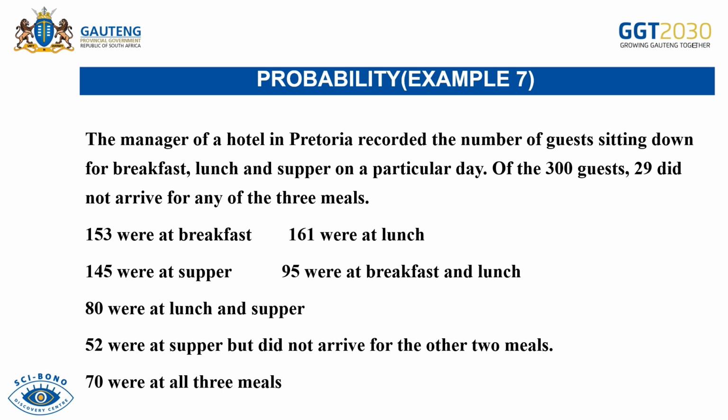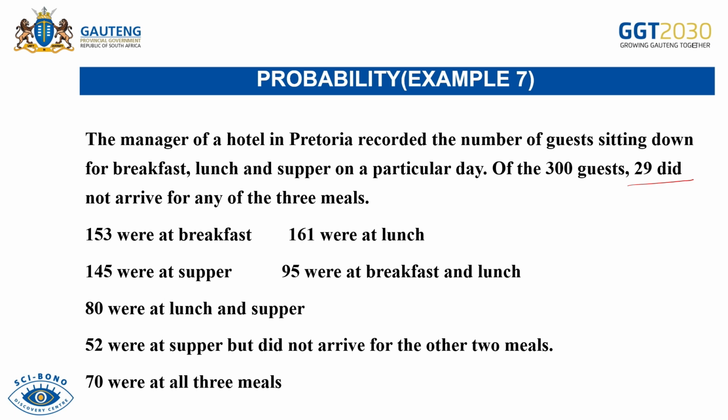Okay, and then moving to example 7. Example 7 says the manager of a hotel in Pretoria recorded the number of guests sitting down for breakfast, lunch, and supper on a particular day. Of the 300 guests, 29 did not arrive for any of the 3 meals.